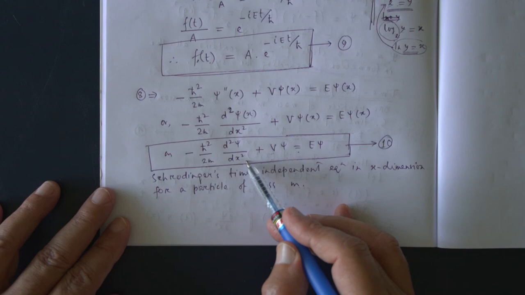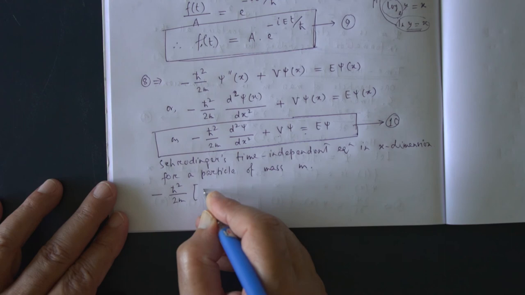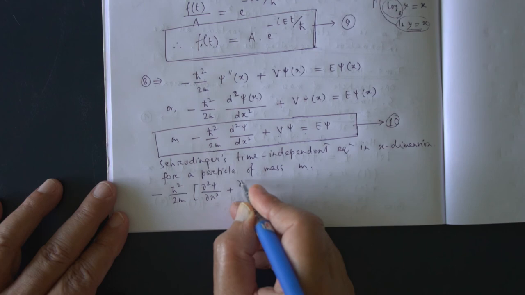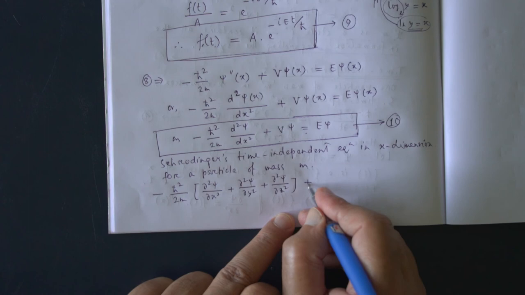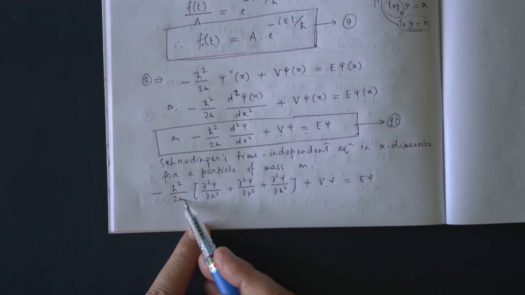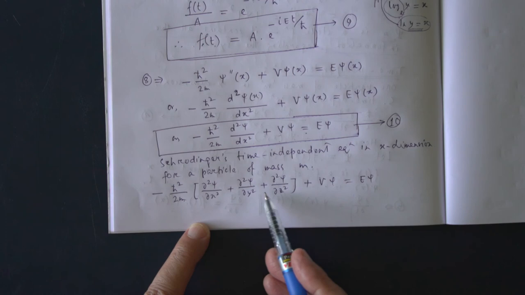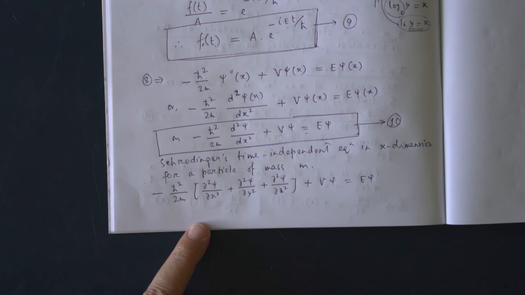Similarly, we may get it in three dimensions also. In three dimensions, what will be the equation? Minus h bar square by 2m, into del 2 psi del x square plus del 2 psi del y square plus del 2 psi del z square, plus V psi, and this will be equal to E psi. So this is the Schrödinger's time independent equation for a particular mass m in three dimensions x, y, z. Here psi is a function of x, but there psi is a function of x, y, z. In this way we get the time independent equation.